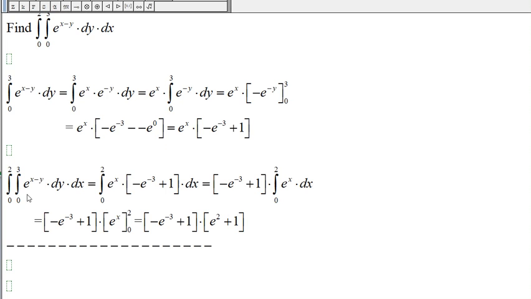And now for the double integral, replacing the inside integral with e to the x times minus e to the negative 3 plus 1. This integral now is with respect to x, and so this expression here is just a multiplication constant, so we can move it and place it in front of the integral. Antiderivative of e to the x is e to the x, and then evaluating from 0 to 3.